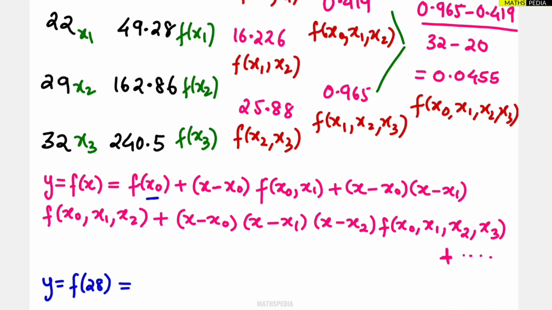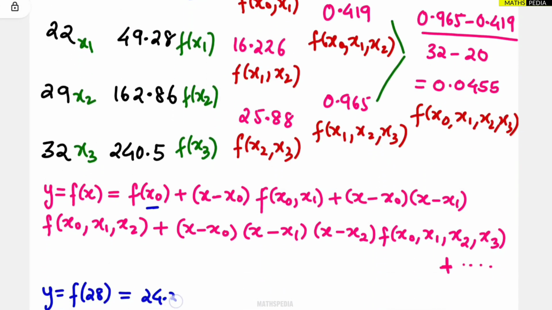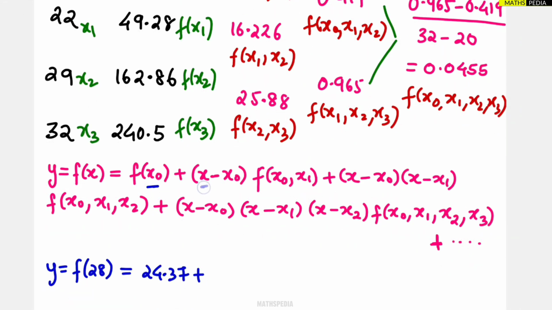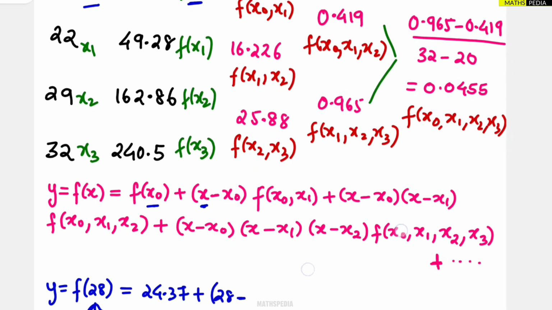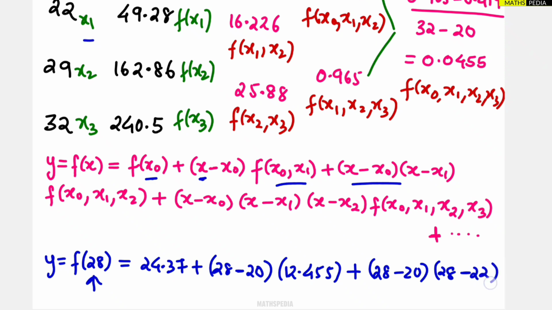F of x naught. What is f of x naught? That is basically this particular value. That will be 24.37 plus what is x value? X value is 28, which we have asked in the question. So it will be 28 minus x naught value, which is 20, into function of x naught comma x1, which is this particular value, 12.455 plus again the same thing, 28 minus 20 into 28 minus x1 value is what? 22.